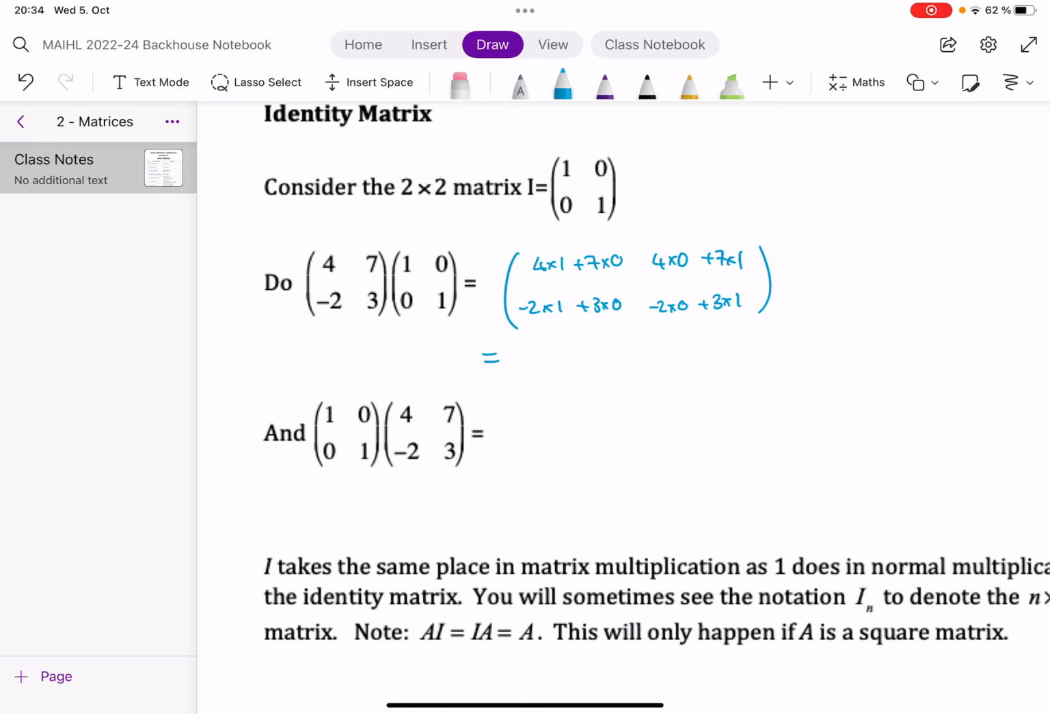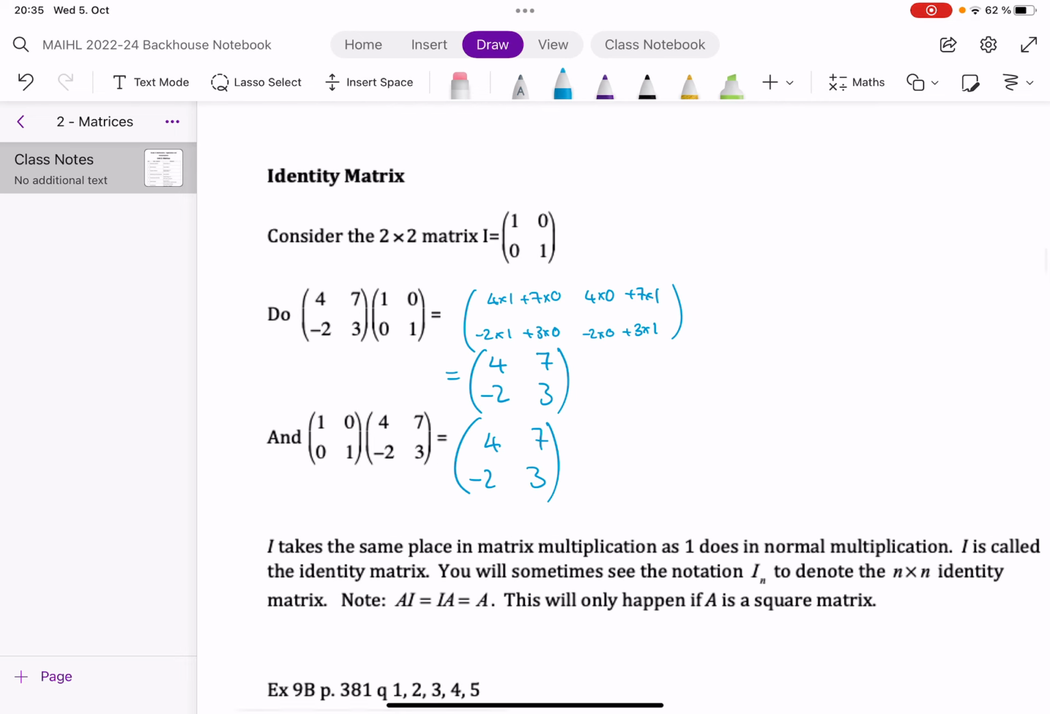And what we should find is that when we simplify it all down, we end up with this, which is what we started with. Have a go at the second question where we're switching them around. We're doing the identity matrix times this other matrix. You'll see you end up with the same result. So basically what we're seeing is this identity matrix takes the same place in matrix multiplication as 1 does in normal multiplication. That is, it doesn't affect it.